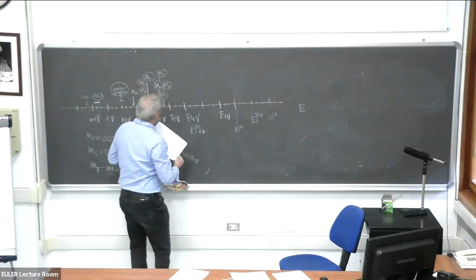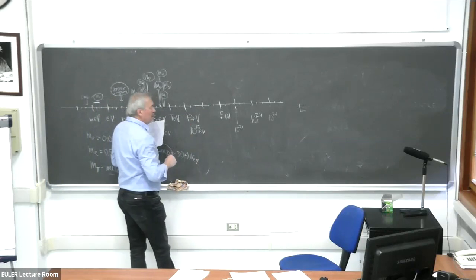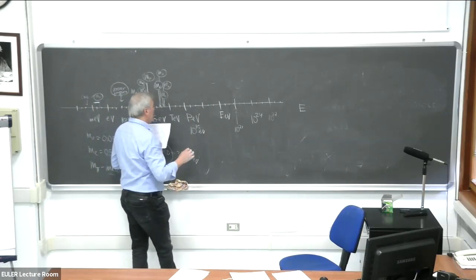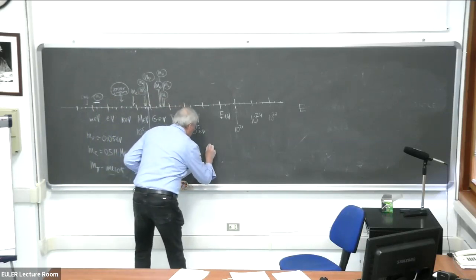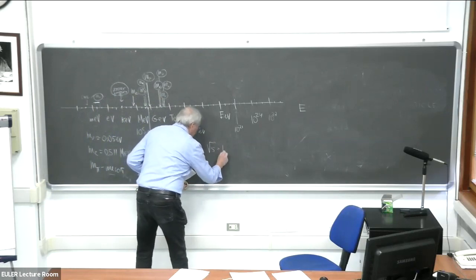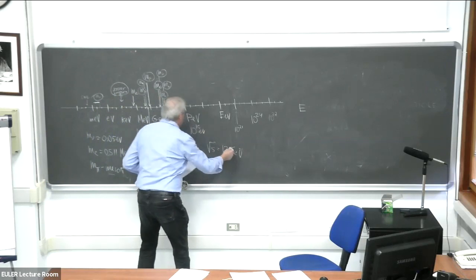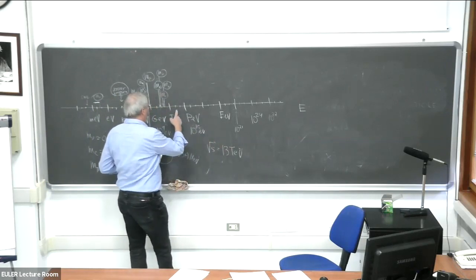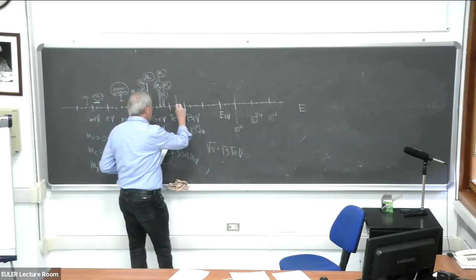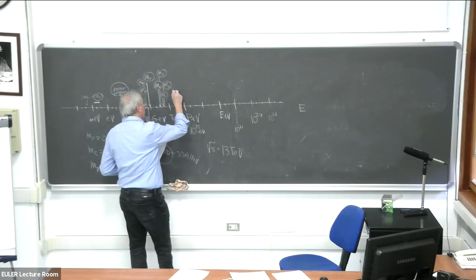Then the LHC scale. LHC has a 13 TeV scale. Later I will explain also. The square root of S, the invariant mass, I will discuss this later, is 13 TeVs. And it will probably be 14 TeVs soon. This is the highest scale which we have created at an accelerator. So the LHC scale is here.